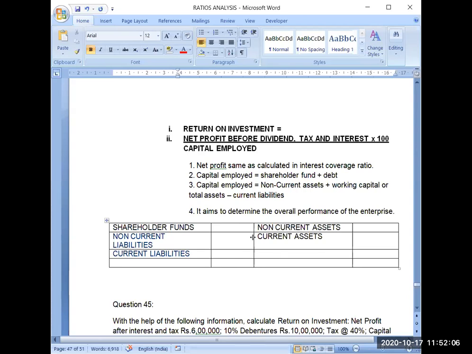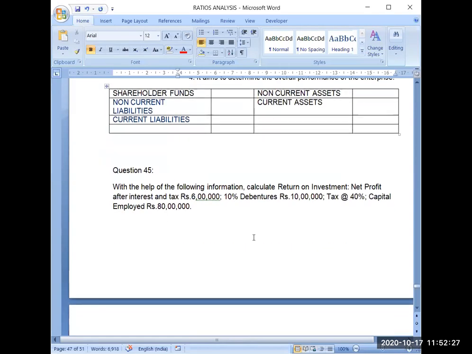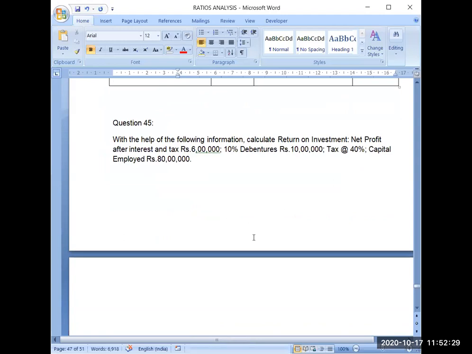Now how will you calculate net profit before dividend, tax and interest? First, you will add the dividend, if there is any, either as a percentage or as an amount. Then afterwards add tax and then add interest. So you will be able to reach net profit before dividend, tax and interest. Okay, now see the next question.